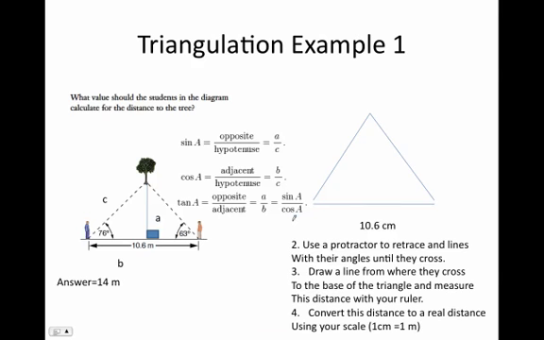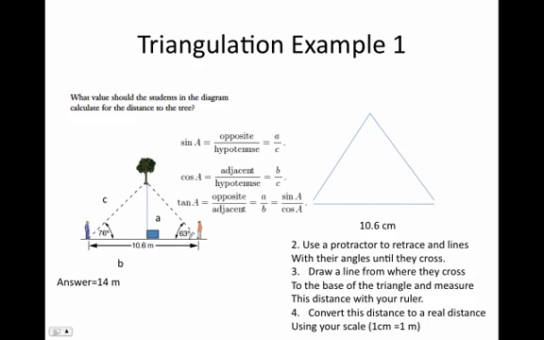Besides triangulation, we could also use trigonometry or trigonometric functions, but instead what we're going to do for now is use triangulation. So let's say two students need to know how far the tree is away from them.